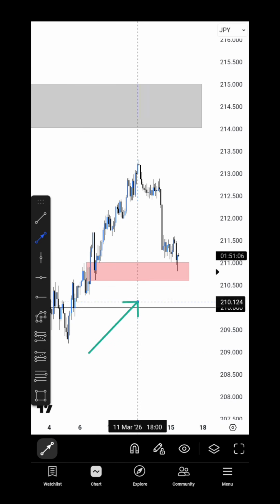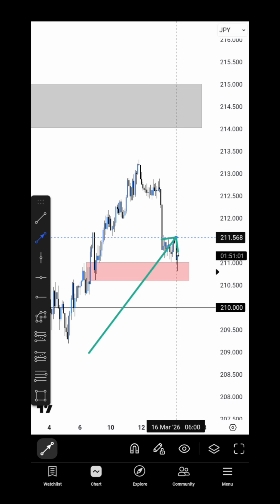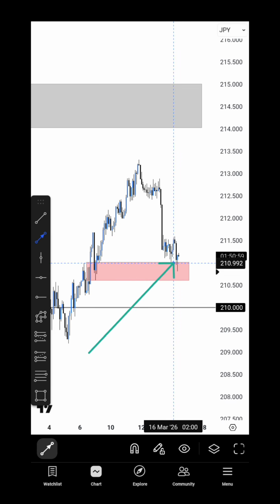Price made a higher low. This zone is a potential higher low. So this is like a double bottom. Price dropped all the way down to this zone. This zone is like a double bottom.